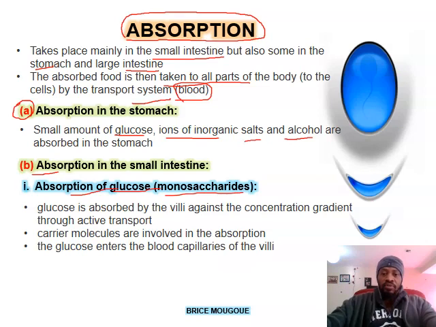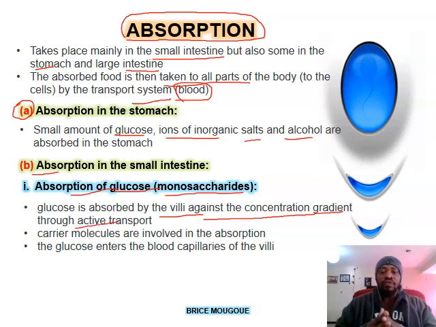Glucose is absorbed by the villi. We saw the small finger-like structures that exist in the small intestine. We'll look at them again later. Glucose is absorbed by the villi against a concentration gradient. It means the absorption of glucose occurs through active transport because it's going against the amount of glucose.